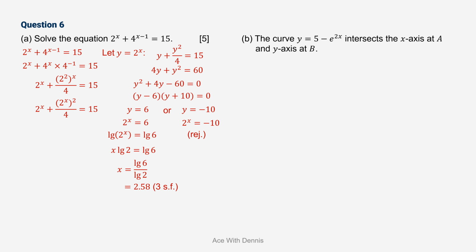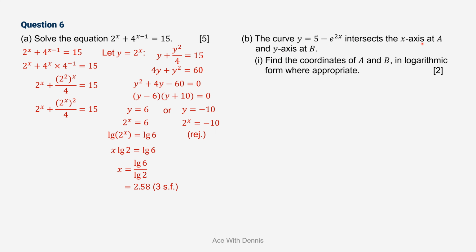Then for B, the curve y equals 5 minus e to the power of 2x intersects the x-axis at A and y-axis at B. 1. Find the coordinates of A and B in logarithmic form where appropriate. 2 marks. Okay, so as you can see, this curve intersects the x-axis at A, y-axis at B.